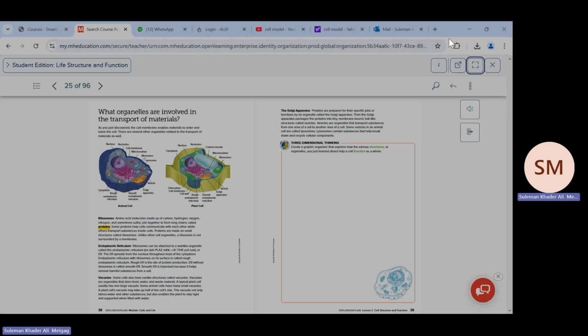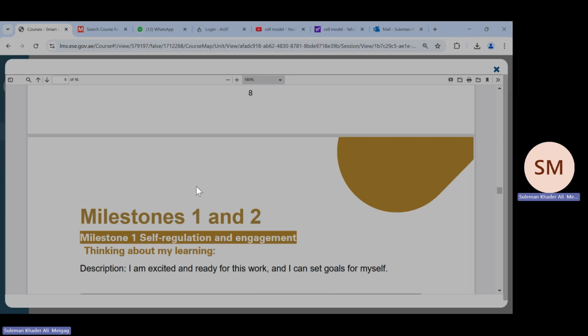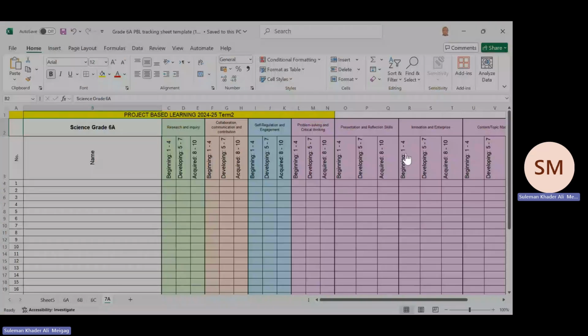Once you've done that, you need to then again discuss with your group on what is the next part. As your teacher, when I am assessing you, I will use something like this. So here is what I will use. This is science grade 6A. All your names will go here.